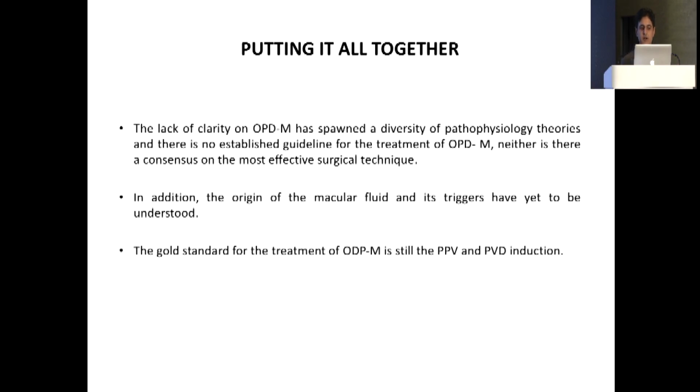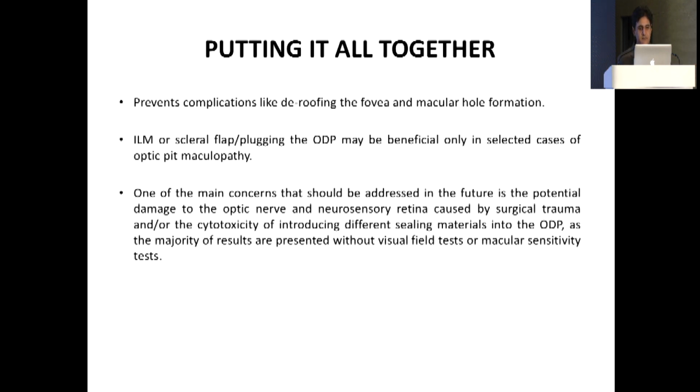So just putting it all together, since there is a lack of clarity about the diagnosis and about the pathophysiology, there are no established guidelines. In addition, the macular fluid, as I said, it's not known from where it is coming. So the gold standard still remains as a primary procedure, I think, PPV with PVD induction. That will prevent complications like I just showed, resulting in a de-roofing of the fovea and macular hole formation. ILM plugging is only beneficial in a selected number of cases.